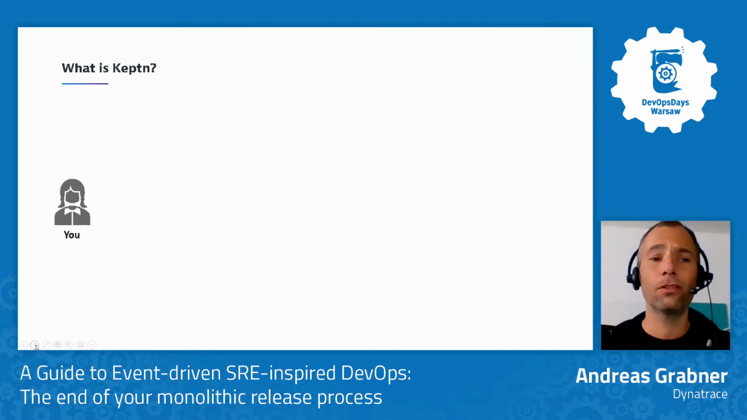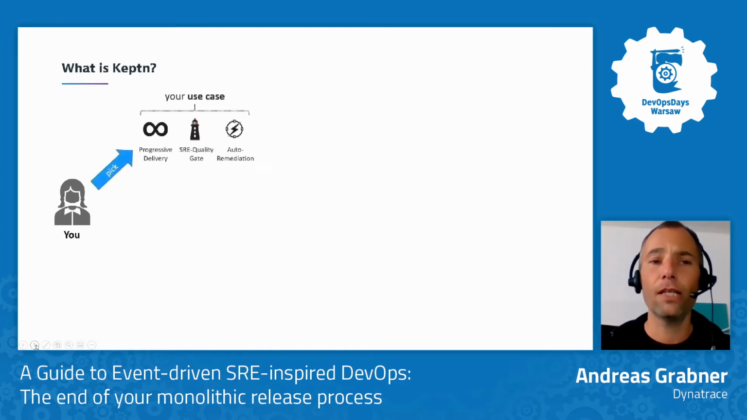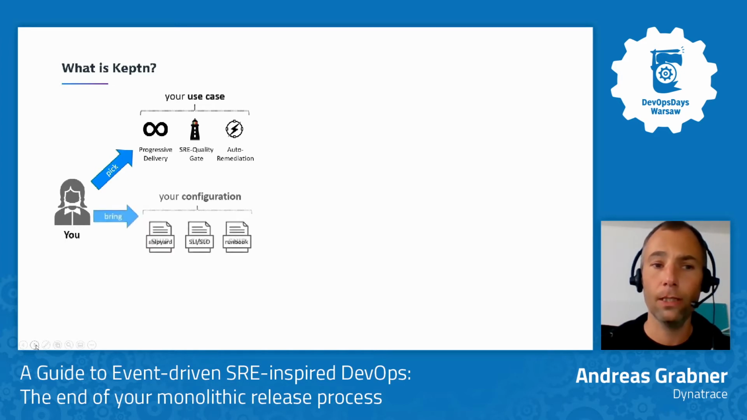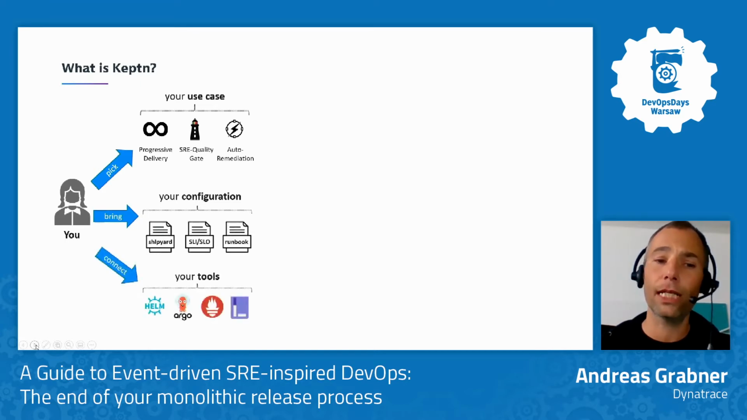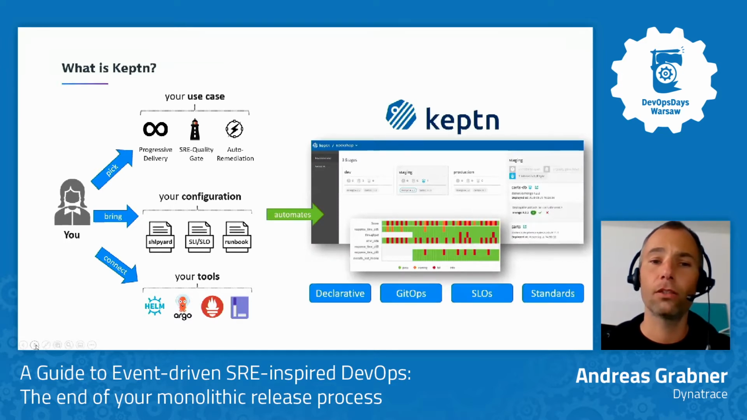In case you've never heard about Captain, what is Captain? For you, whoever you are, you might be a developer, a DevOps engineer, or an SRE, you basically pick your use case. Captain supports different use cases around progressive delivery, SRE-inspired quality gates, and auto remediation. Then you bring your configuration where you specify your processes, your SLIs and SLOs, and your runbooks, and you then connect your tools. We're not dictating any tools. We are connecting with your tools. And then Captain automates the process that you have declaratively explained.